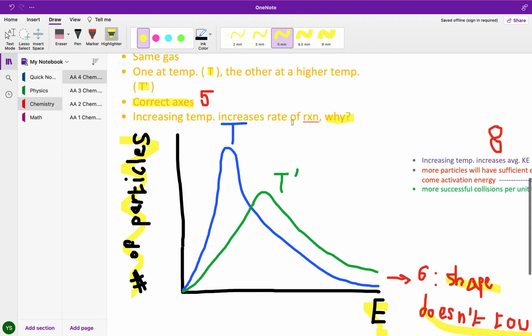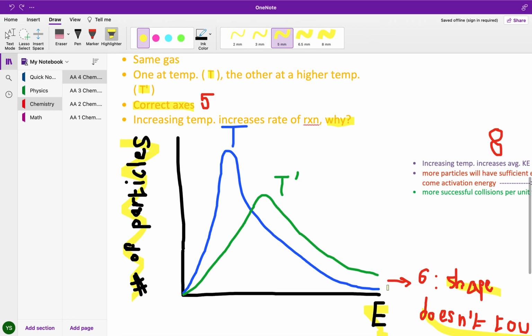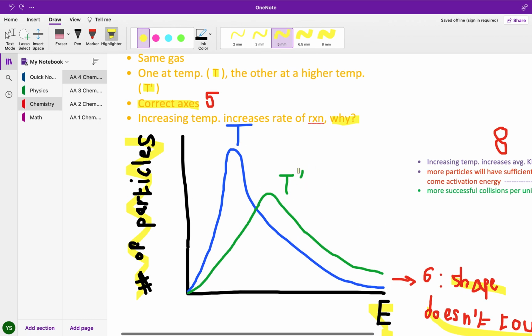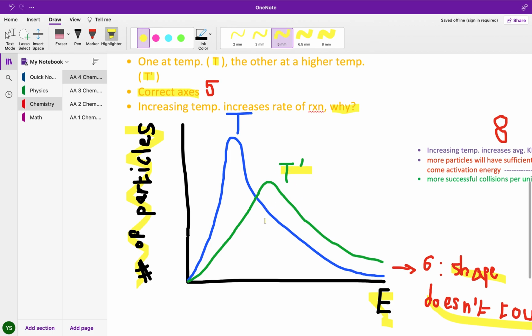Now let's look at the curves. So at temp T, that's the normal temp T curve, and the harder part comes when we draw the curve for the higher temperature, T dash. We get a point for drawing the second curve. However, the peak of the second curve needs to be lower than the peak of the first curve, and it needs to be to the right of the first curve.